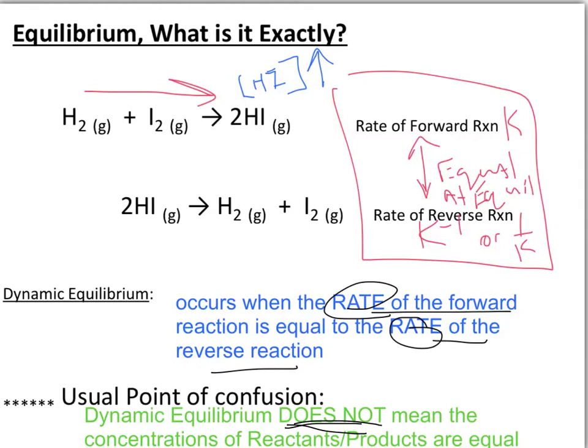There's a balance between them because of the rates being equal forward and reverse, so there's not going to be any change in concentration, but the concentrations are not the same. All right, so please make sure that you've got a grasp around that. We're gonna address that here on our next slide as well.